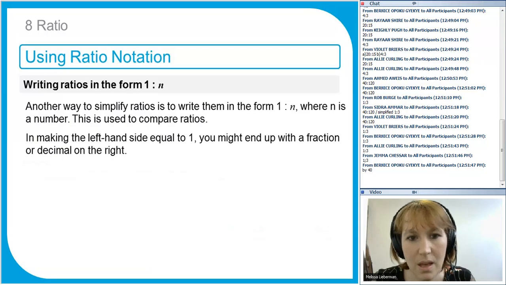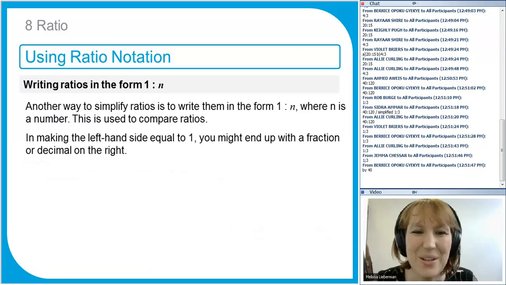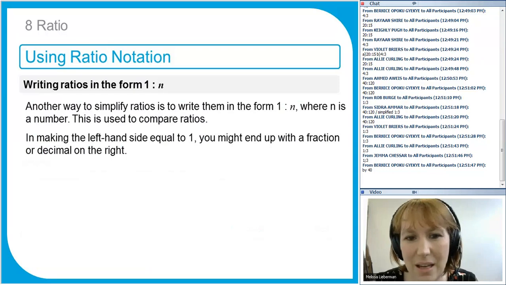So this is what I'm talking about. Writing ratios in the form 1 to n. Now, I know we haven't done algebra yet, but in math, n just means a number. So it's just a shorthand for saying a number, any number depending on the ratio. So another way of simplifying a fraction, other than just dividing both things to get it down to its lowest form so that both are whole numbers, is to write it like this, 1 to n.